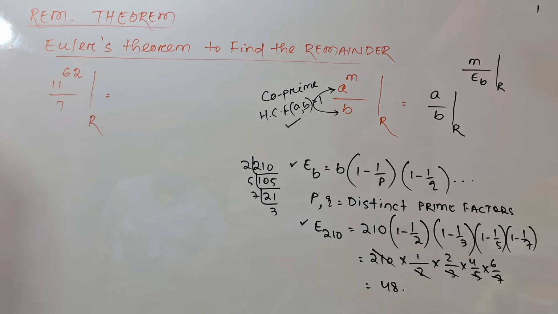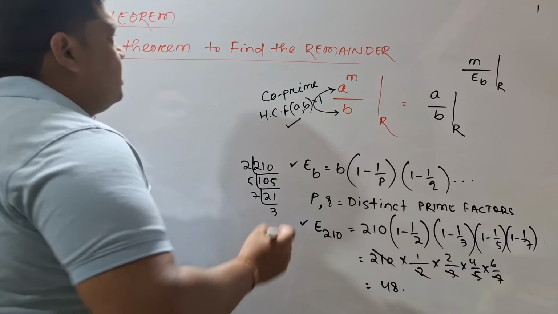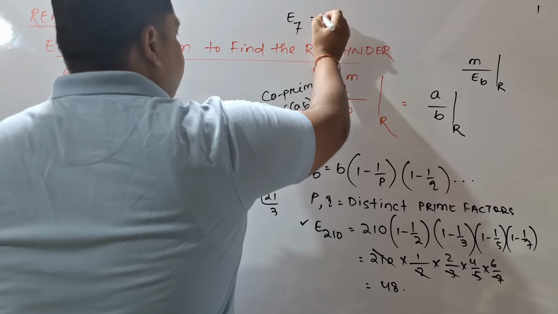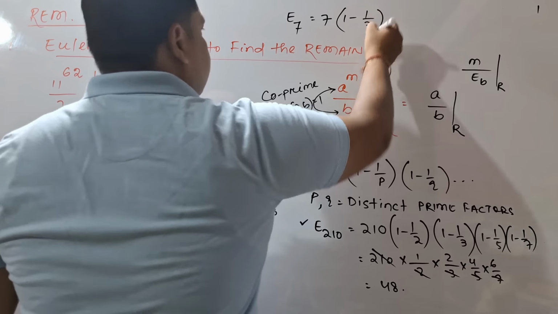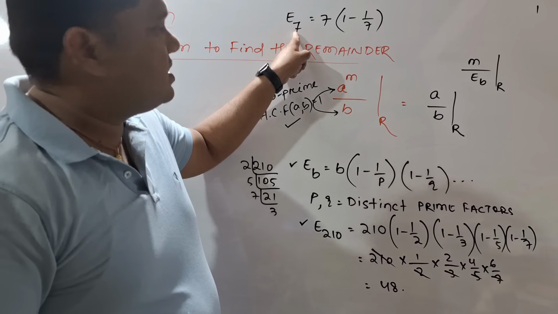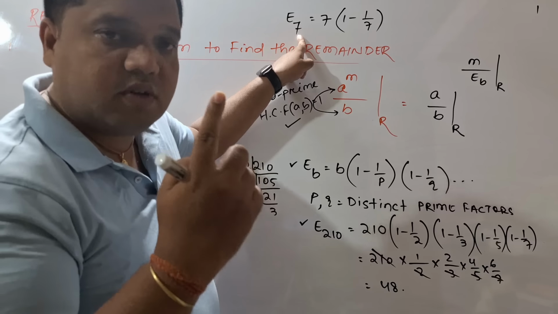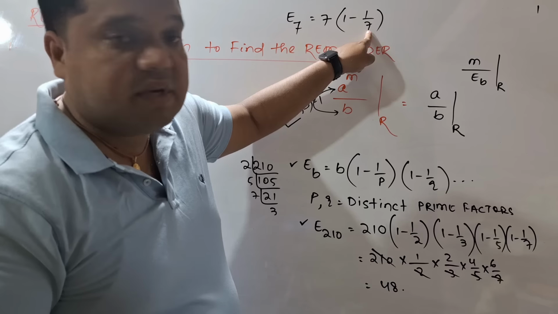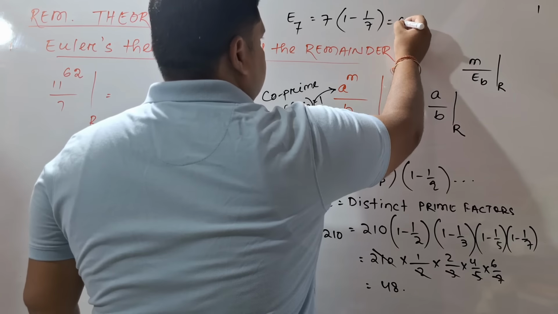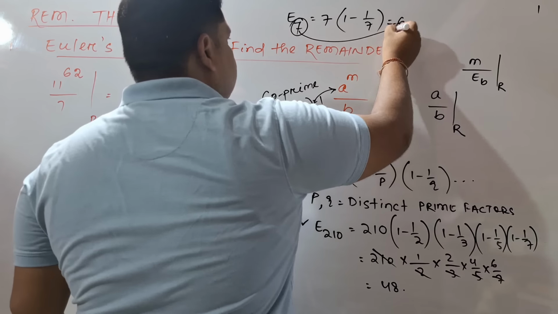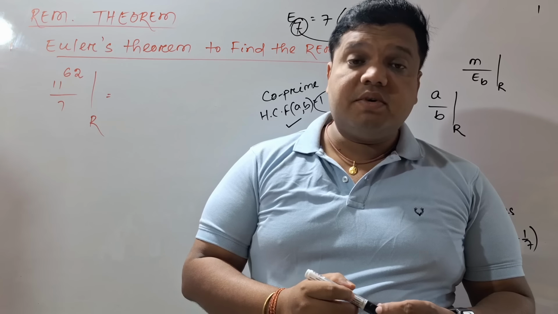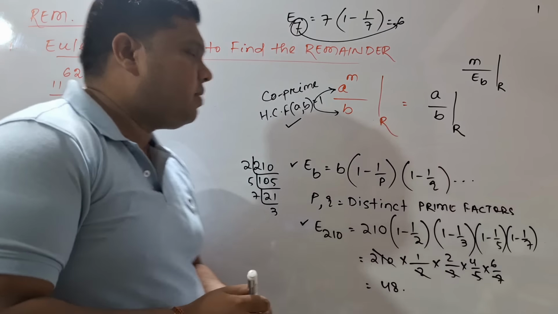Now, Euler's number of any prime number. Euler's number of 7 is, first you write 7 whole into 1 minus 1 by 7, because 7 has only one prime factor. 1 is neither prime nor composite, so 7 has two factors, but it's a prime number, so I will consider 7. So 7 whole into 1 minus 1 by 7. The LCM here is 7, 6 by 7, the 7s get cancelled, and I get 6. So for a prime number, Euler's number is the number minus 1. Euler's number of 11 is 10, of 13 is 12, of 17 it is 16. In this way you have to find it.